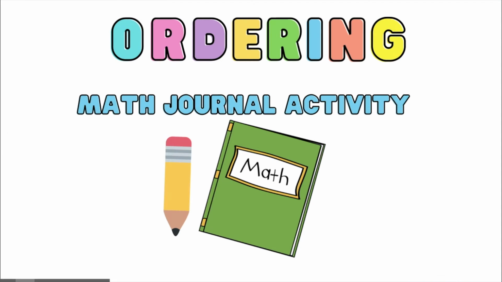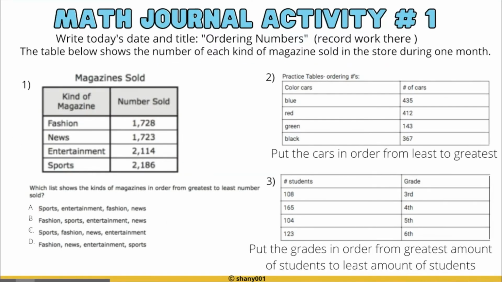Let's go ahead and do some math journal activities. Math journal activity number 1. For number 1, you will go ahead and answer the following question. Which list shows the kinds of magazines in order from greatest to least number sold? This is the chart you have to pay attention to. This is the kind of magazine, and this is the number sold. And remember, you have to show them from greatest to least, biggest to smallest.